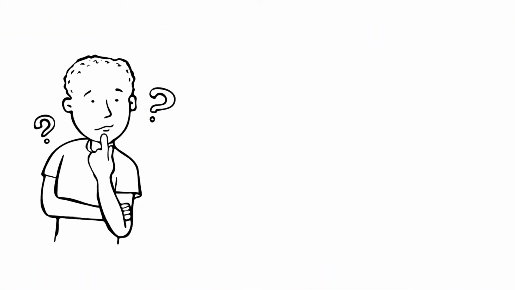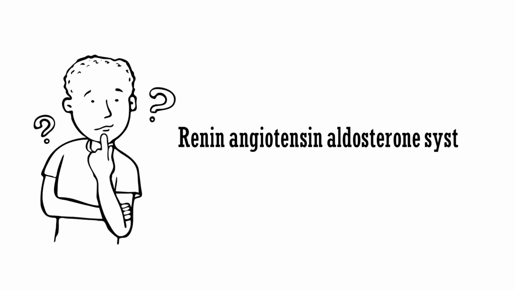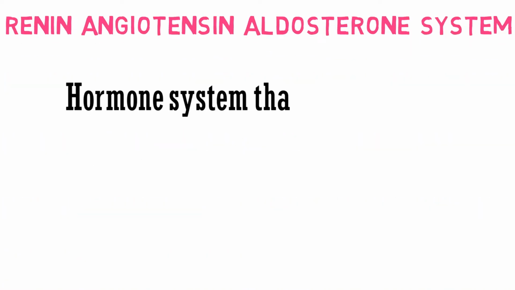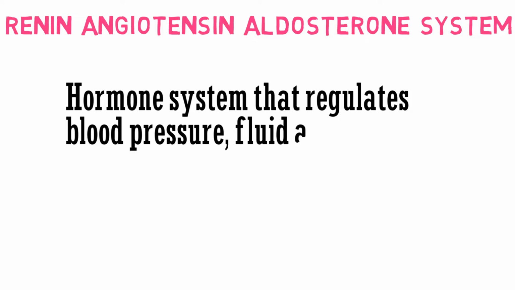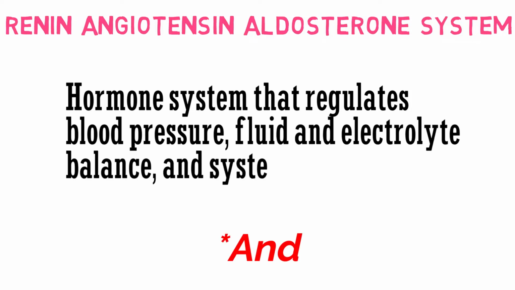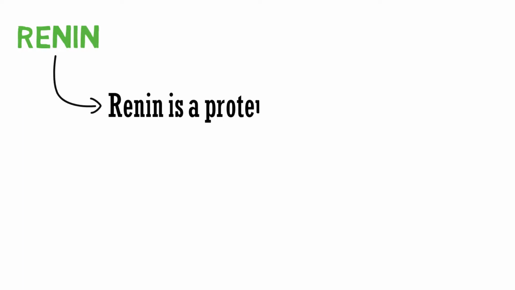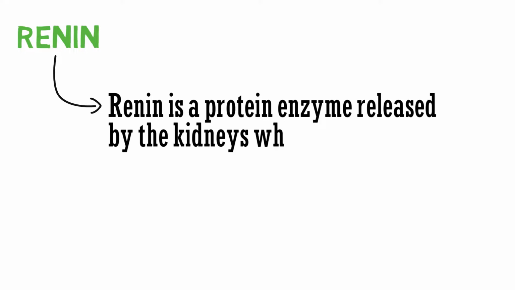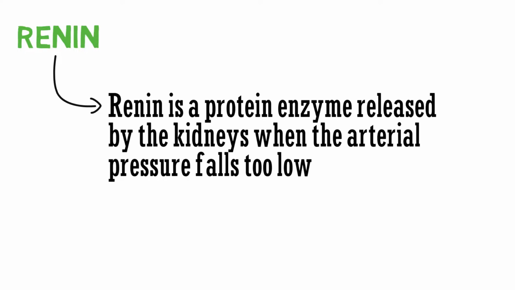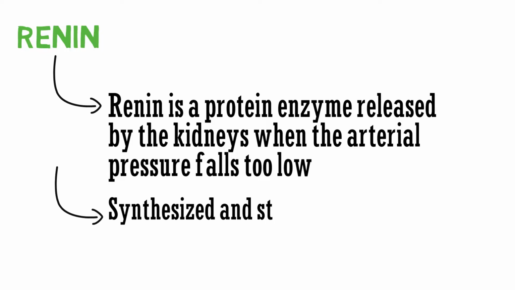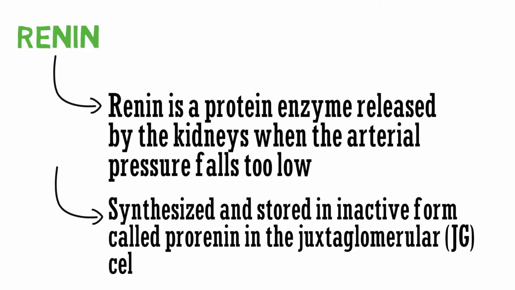The other mechanism is the Renin Angiotensin Aldosterone system. Let's start by defining what the Renin Angiotensin Aldosterone system is. It is a hormone system that regulates blood pressure, fluid, and electrolyte balance and systemic vascular resistance. So, what is renin? Renin is a protein enzyme released by the kidneys when the arterial pressure falls too low. And it is synthesized and stored in an inactive form called prorenin in the juxtaglomerular cells in the afferent arterioles.